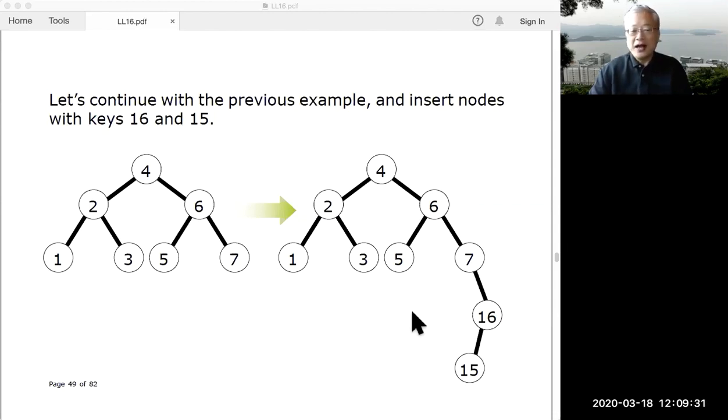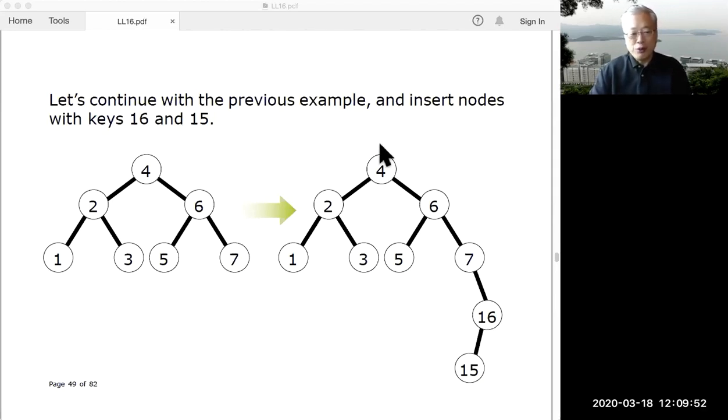Now, let's look at the program that we are going to write, probably not today. Today we don't have time to write the program, but probably next week. Next week we will discuss how to write a program to do rotations in AVL trees.